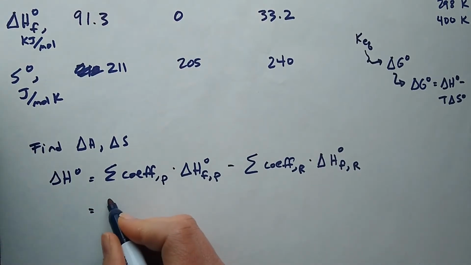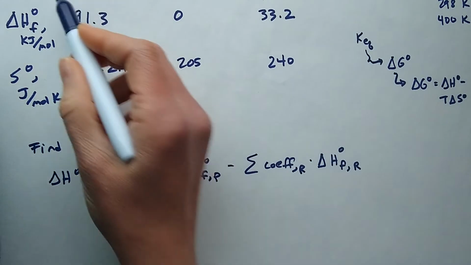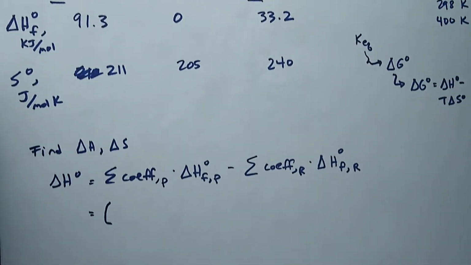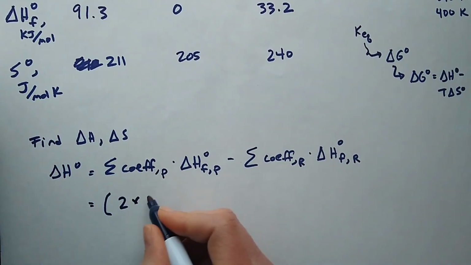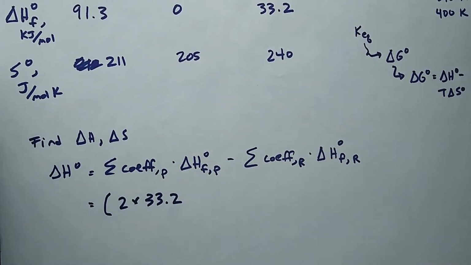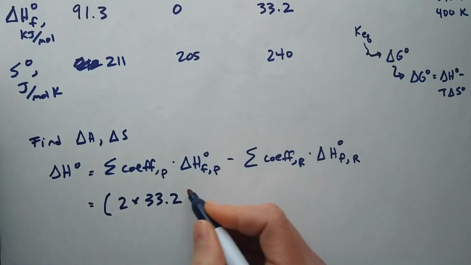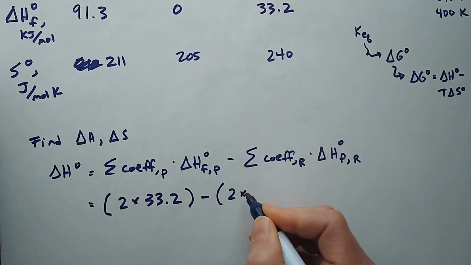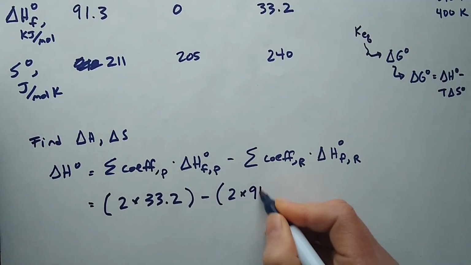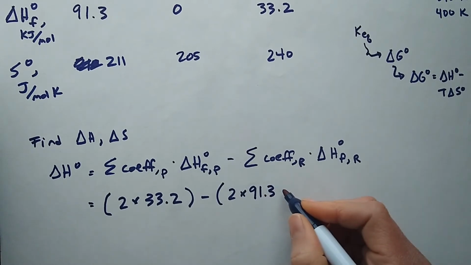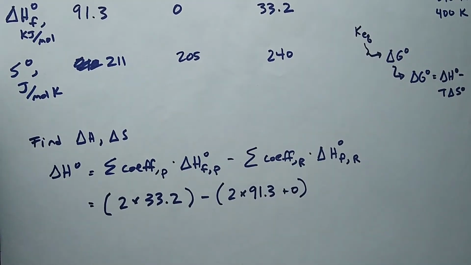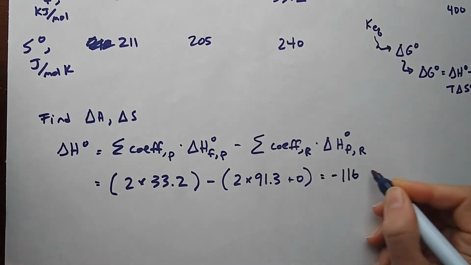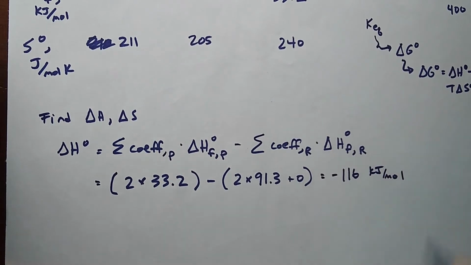So for enthalpy, I do have a coefficient here and here, on the 2 nitrogen compounds. So I need to make sure I do 2 times 33.2. That's my only product. And then for the reactants, 2 times 91 plus 0 equals negative 116 kilojoules per mole.